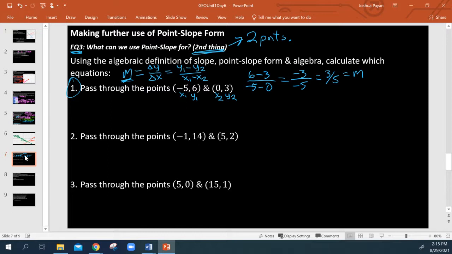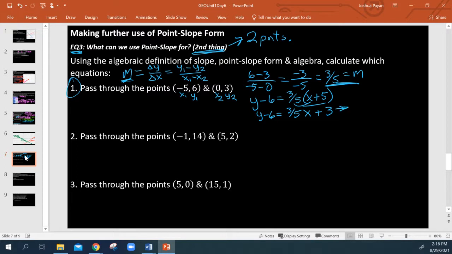Then from here, it's just plugging into point slope. So y minus y1, which is 6, is equal to m times x minus x1, which is negative 5. So we're going to say plus 5 because it would be a double negative. Then we distribute. That's going to give me 3/5 x plus 3.